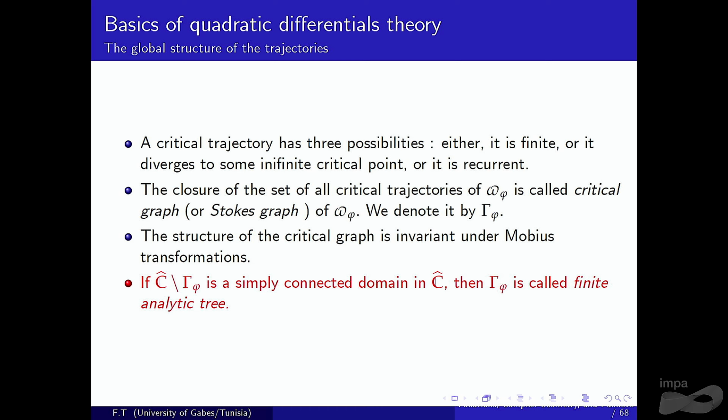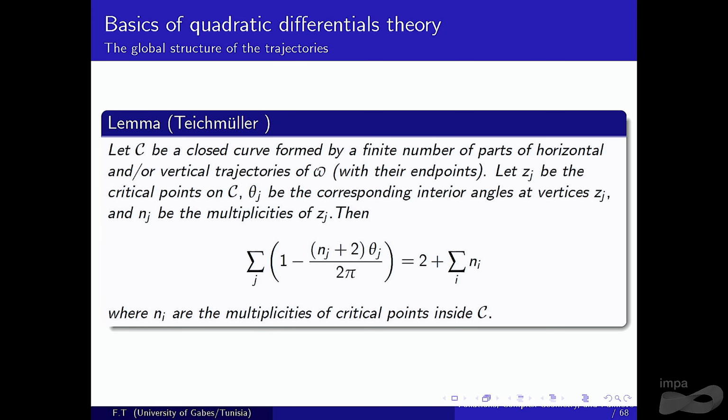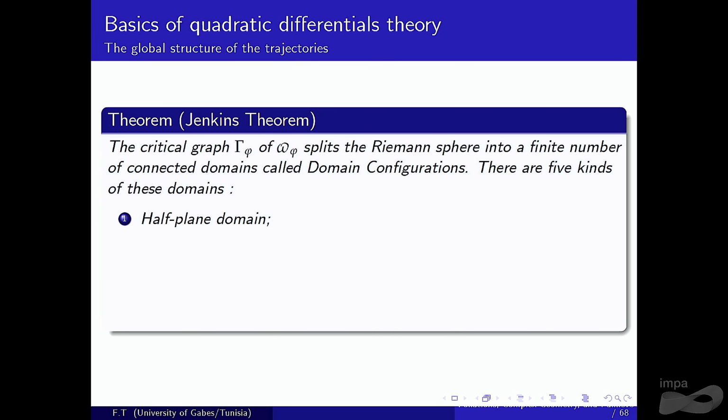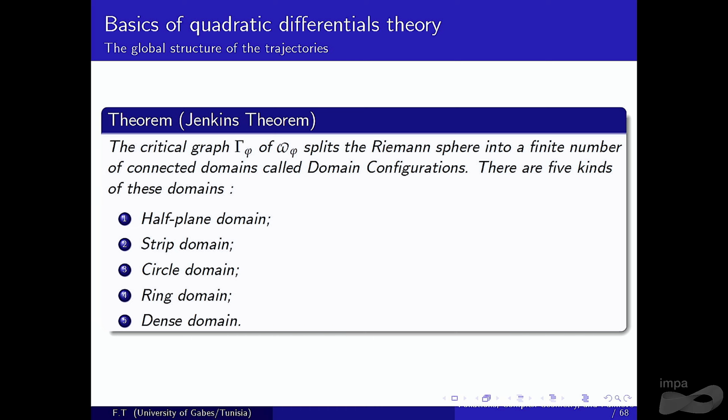Jenkins' theorem asserts that it splits the sphere into a finite number of connected components that can have one of these 5 kinds of domain configuration. The first one is what we call the half-plane domain. We have the strip domain, we have the circle domain. These 3 are simply connected domains, and we have the ring domain, which is a doubly connected domain. Finally, we have the dense domain. It's the case of recurrent trajectory, when the trajectory is dense in some subdomain.